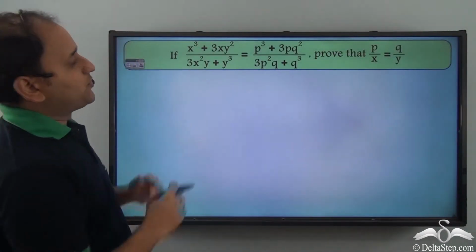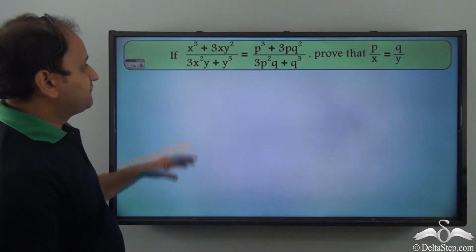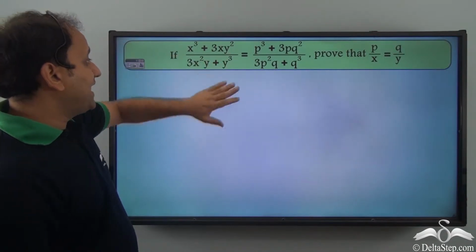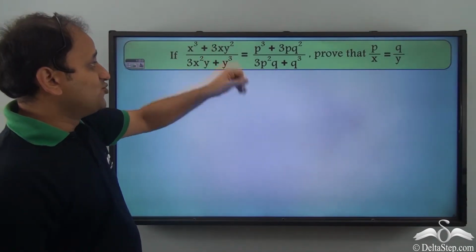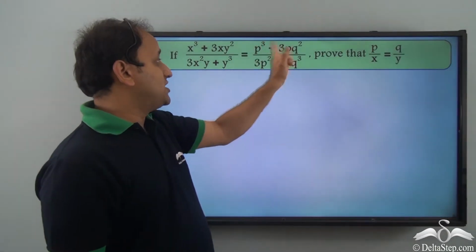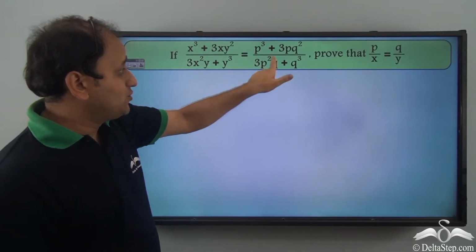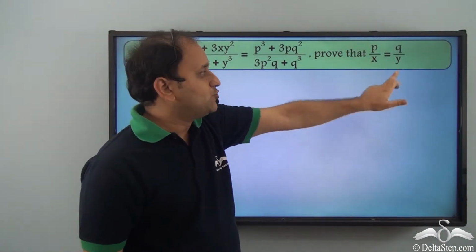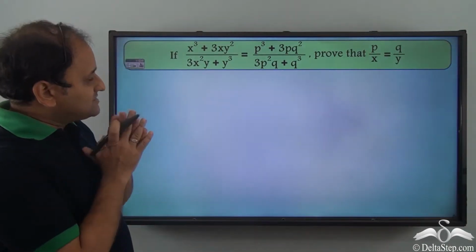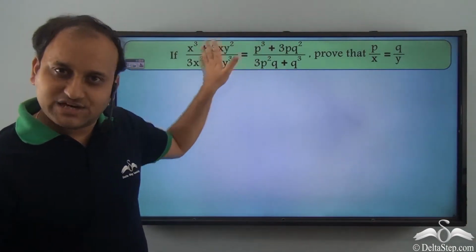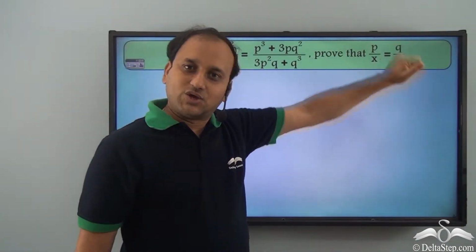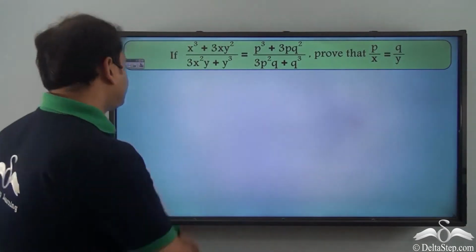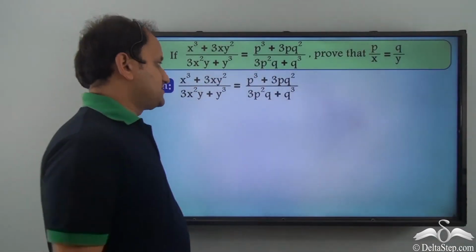Now let's see another problem. So here we have this expression which says (x cube plus 3xy square) by (3x square y plus y cube) is equal to (p cube plus 3pq square) by (3p square q plus q cube). We need to prove that p by x is equal to q by y. So first of all, it's pretty clear that we need to simplify this equation so that we can get this equation. So we will approach it just like we approach any algebraic equation. So this is what is given to us.